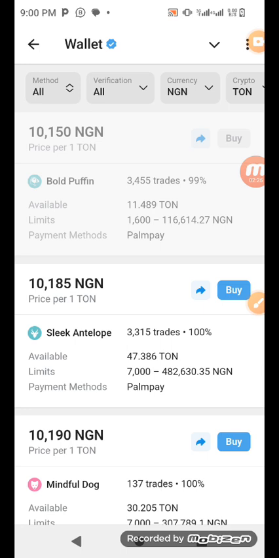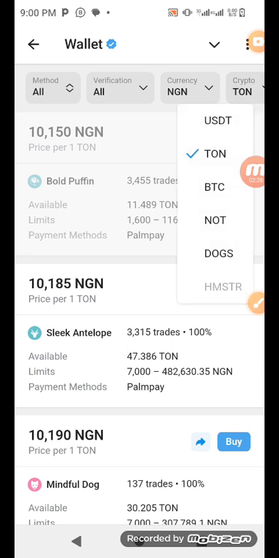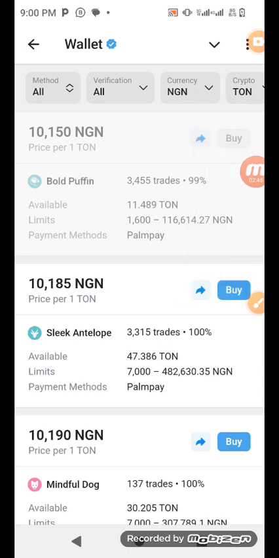And another thing, I want to buy TON. If I want to buy another coin, I can buy USDT, BTC, TONcoin, DOGS, Hamster. So you can see people are selling all of this. I think nobody's selling Hamster for now, but people are selling DOGS, selling TONcoin directly. But I want to buy TON. So that's why TON is here.